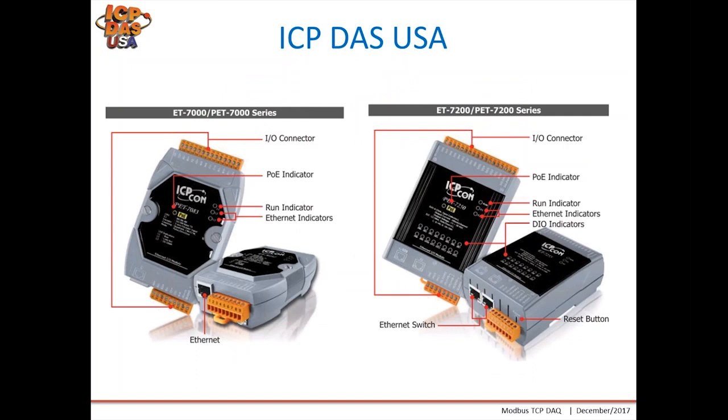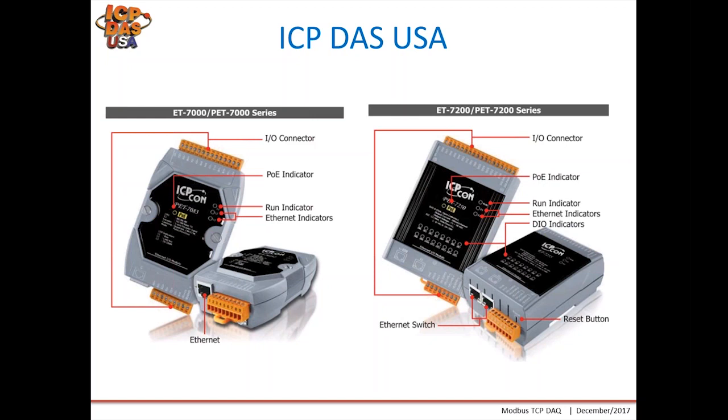Here's a side-by-side comparison of our ET7000 series with our ET7200. They both have terminal block connections, both top and bottom. There's a run indicator and Ethernet indicator, but the main thing that I want to point out is there's a small reset button for the ET7200, as well as dual Ethernet ports.